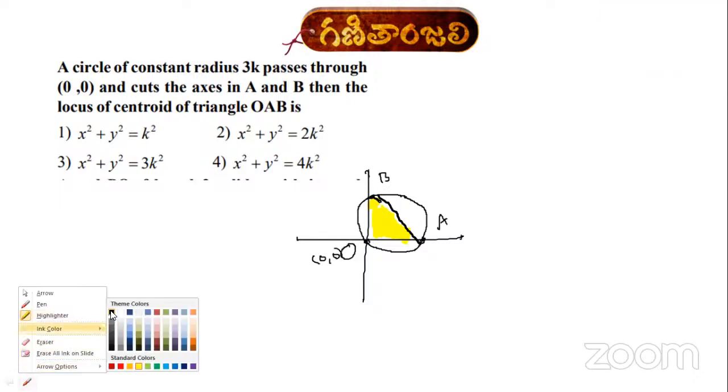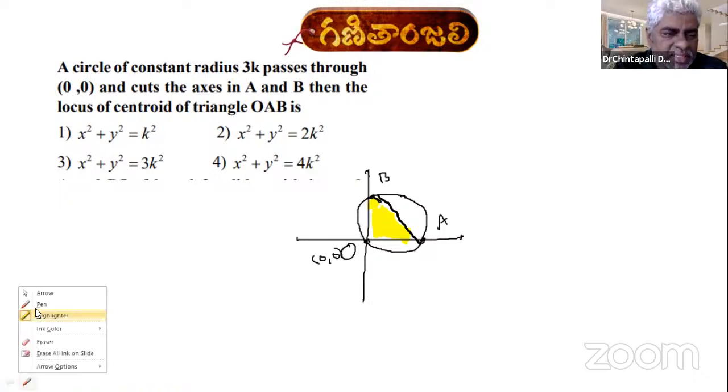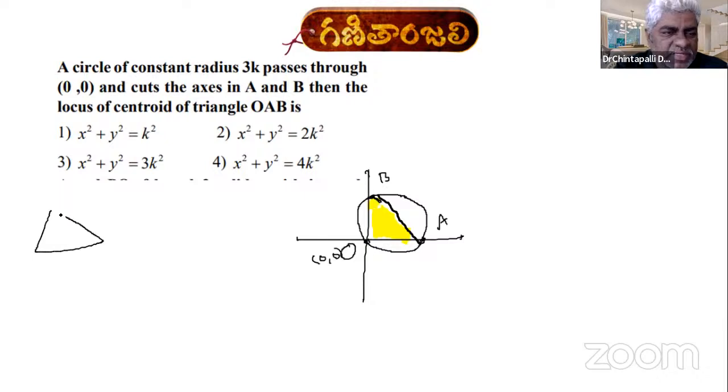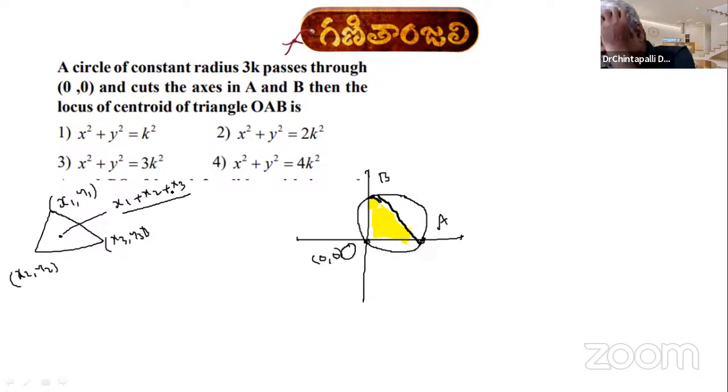Very good. See, I am telling the median formula. For example, if there is a triangle whose vertices are x1 y1, x2 y2, x3 y3, then its centroid formula is x1 plus x2 plus x3 by 3, y1 plus y2 plus y3 by 3. It is somewhat like the midpoint formula, x1 plus x2 by 2, y1 plus y2 by 2. Centroid formula: x1 plus x2 plus x3 by 3, y1 plus y2 plus y3 by 3. Got it?